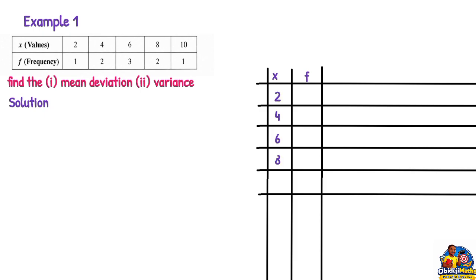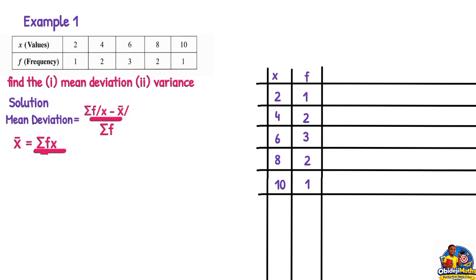The values of x are 2, 4, 6, 8 and 10, while the values of f are 1, 2, 3, 2 and 1. What is the formula for finding mean deviation? Mean deviation is equal to summation f |x minus mean| over summation f, which means we need the mean, so that is what we are going to find first. Mean is summation fx over summation f. That means we need fx on the table.